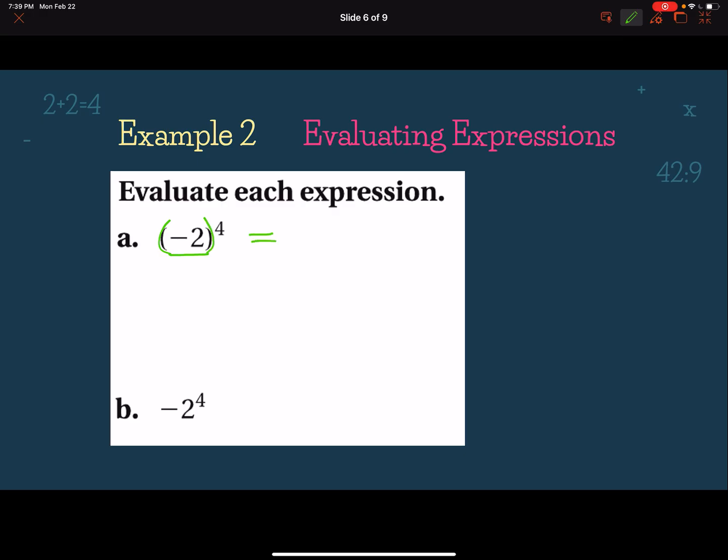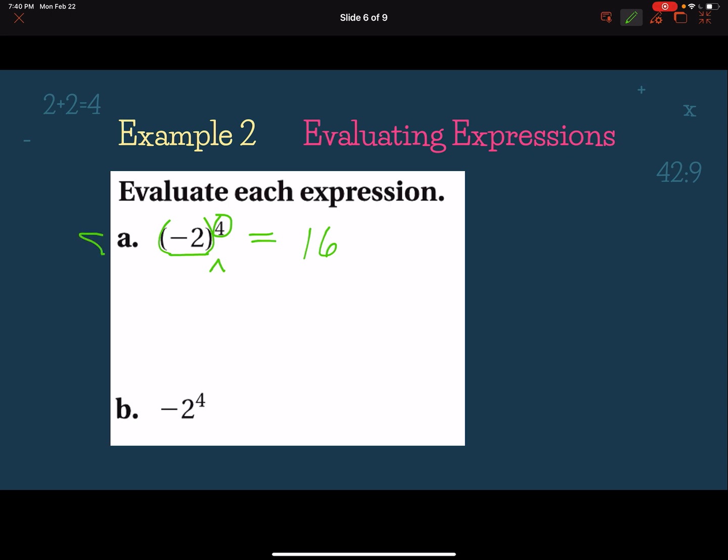Remember, your calculator has that exponent button that's right above x squared. Looks like the top of an arrow. That allows you to move up to the exponent position, and then you're going to enter in a 4 there and press enter. And it should give you a positive 16.